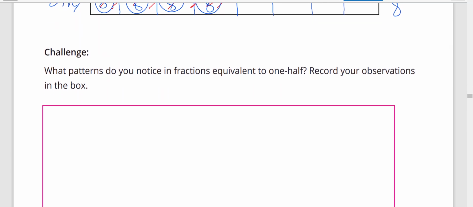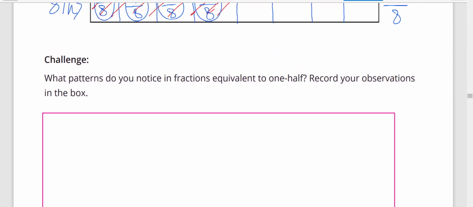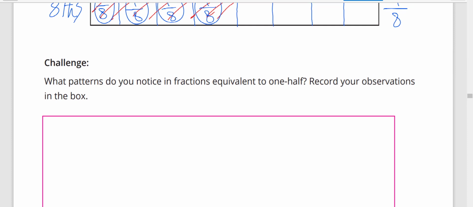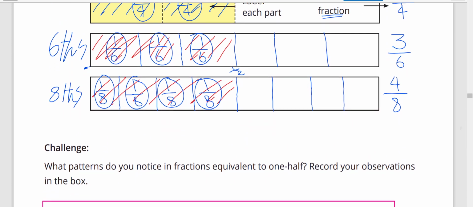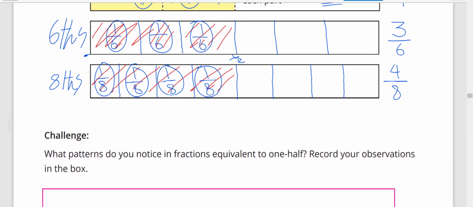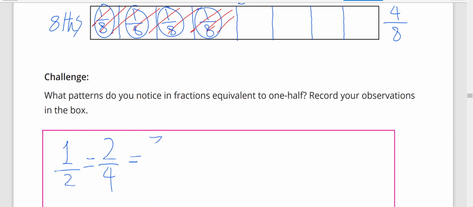Challenge. What patterns do you notice in fractions equivalent to 1/2? Record your observation in the box. From the previous, we note that half equals 2/4 equals 3/6 and 4/8.